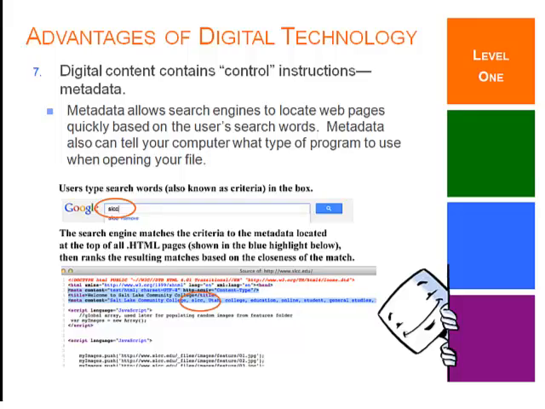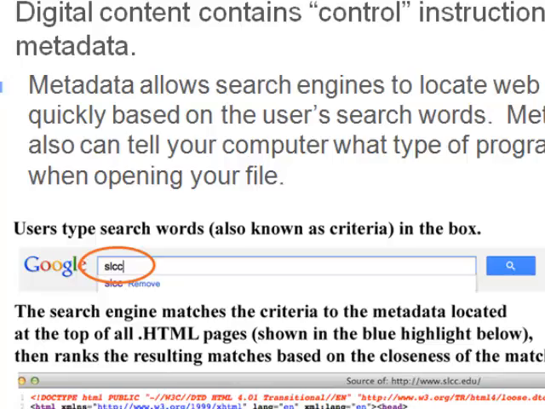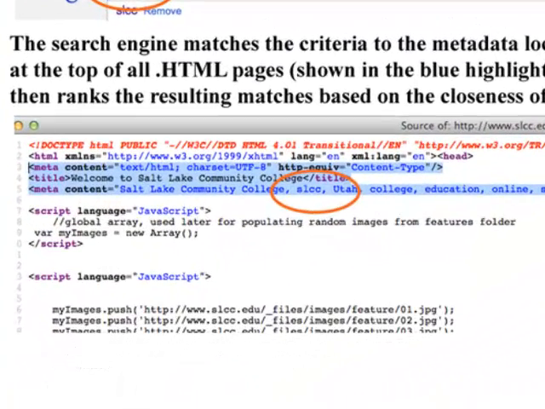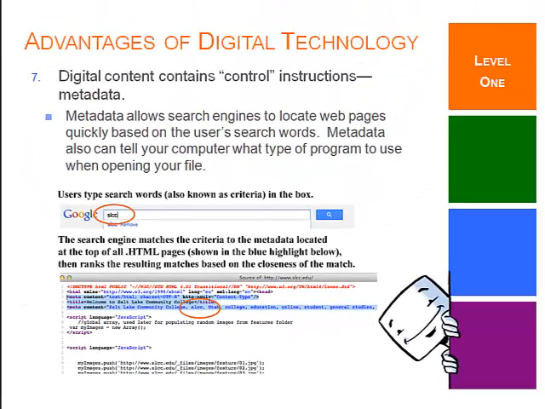If a user types SLCC in a search engine's search bar, the search engine will match that text to keyword data in the control instruction at the top of a web page. The search engine will then return the results of those pages that have a match. Another common control instruction can also tell your computer what type of program to use when opening your file, or the date that file was last modified.